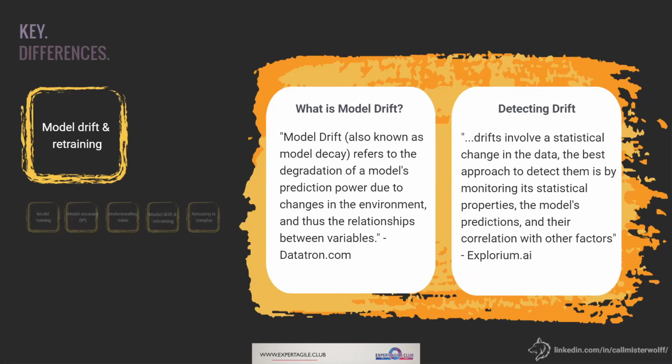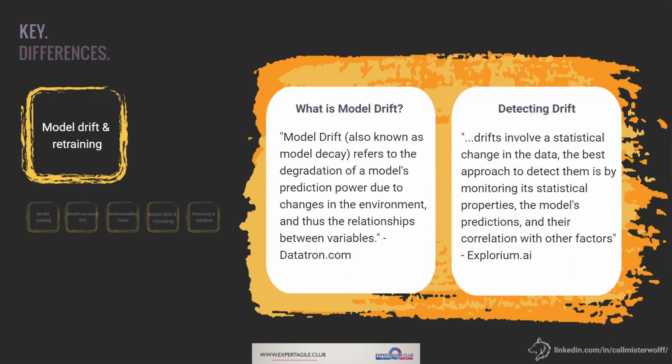If it is going to do that, we need to have a system in place whereby we can detect that drift. Drift involves statistical change in the data. The best approach to detect it is by monitoring the statistical properties of the model's predictions and their correlation with other factors. That is, we need to have some sort of statistic in place that is able to detect our drift. We talked about that a few moments ago. It's R squared. It is whatever method, whatever number you are using to track the accuracy.